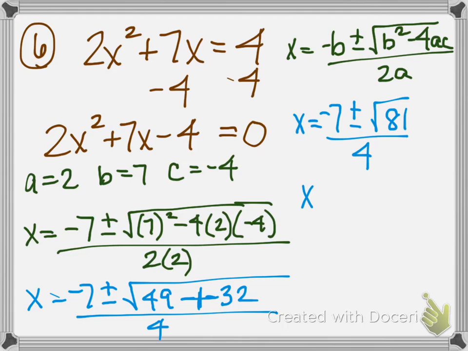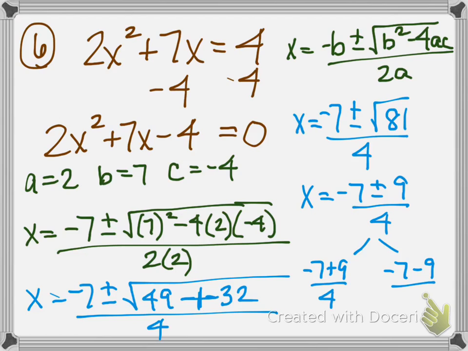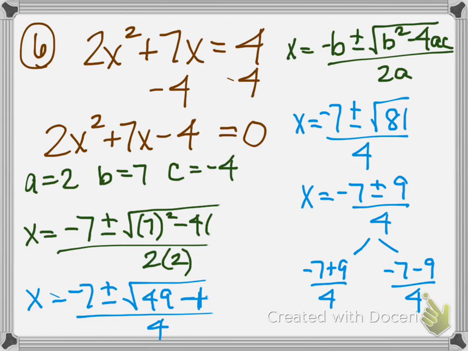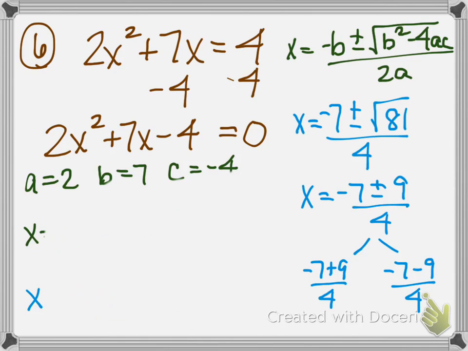So the square root of 81 is a nice number. It's 9. And now I have my two solutions. So I have negative 7 plus 9 divided by 4, and negative 7 minus 9 divided by 4. I'm going to have to erase some of this stuff over here. Go back if you need to. Sorry, but I'm running out of room.